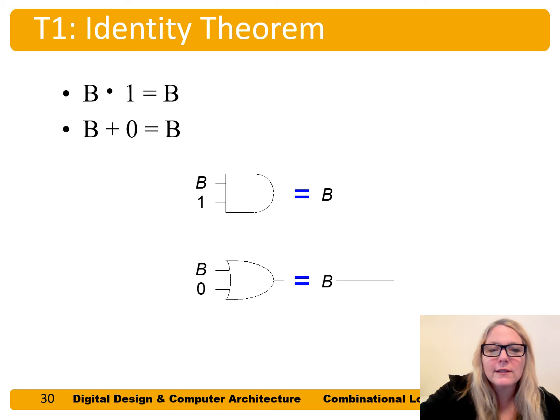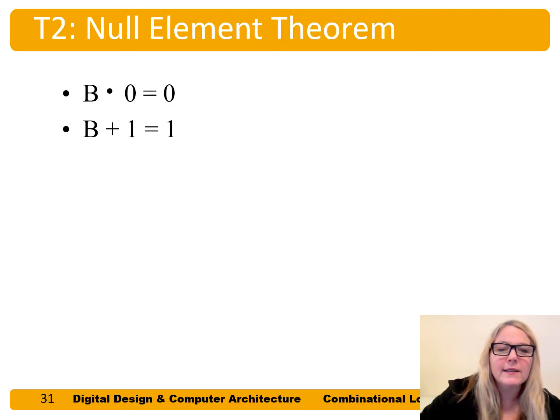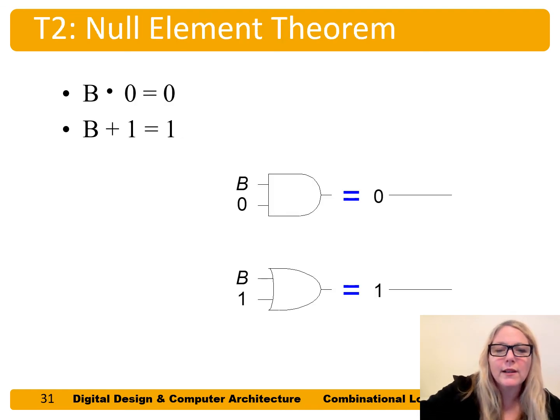B or 0 is just equal to B. If we have an OR gate with a 0 in it, that 0 doesn't do anything. It's not going to make this output 1. It depends on what B is to make that output 1. B and 0 is 0. B or 1 is just 1. Anything ORed with a 1 already has a 1 on that OR gate, so we're going to get a 1 on that output no matter what. B and 0, well, there's no way to make the output of this AND gate 1 because one of our inputs is tied to 0. So it's equivalent to just a wire tied to 0.